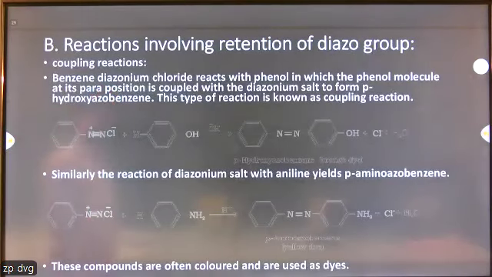So till now we have studied the reactions involving displacement of the diazo group. Now we will study the reactions involving retention of the diazo group, or what we call coupling reactions.